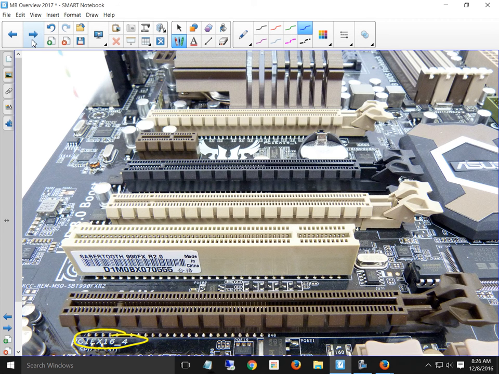Okay, another picture of cards. It used to be everything was extremely color-coded. PCIs were always this cream color. AGPs were always actually this brown color. This is not AGP, this is PCI. And the older one, which I guess I wouldn't even mention, they were black, and they're called ISA.